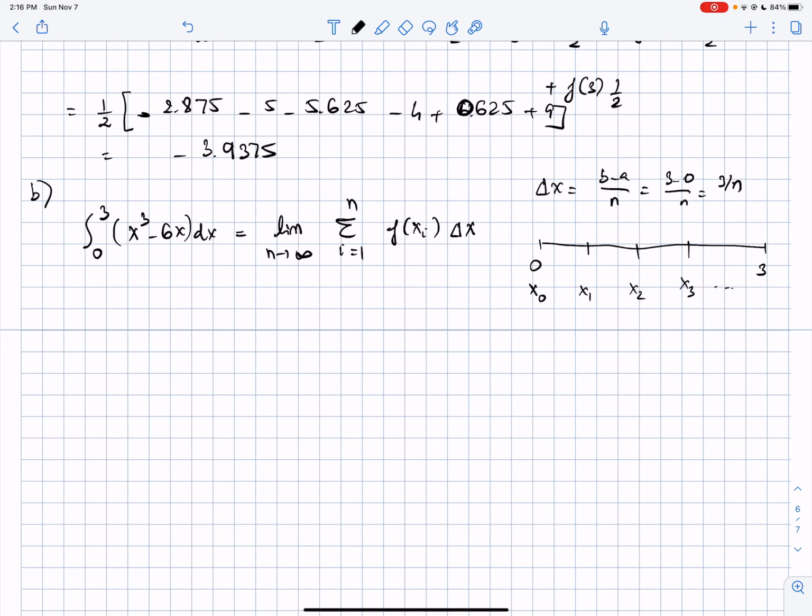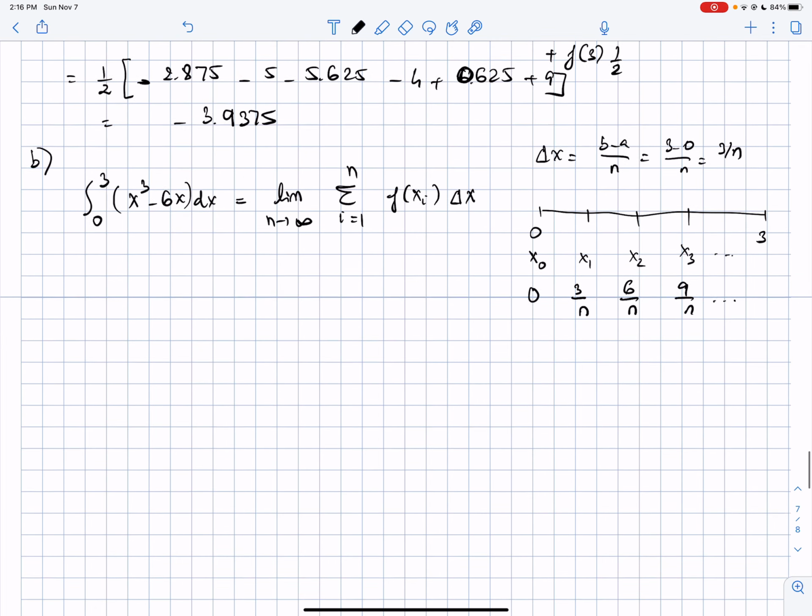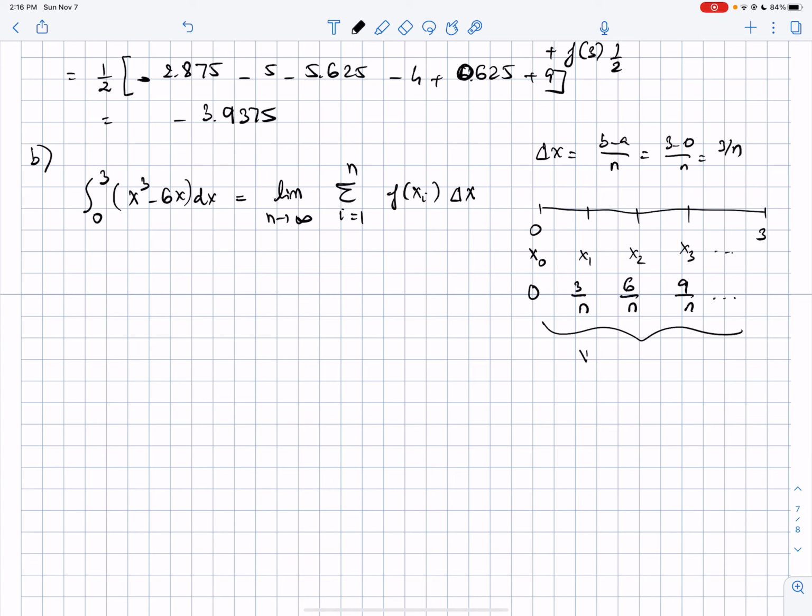So we have 0 for x0, then to get x1 we will add 3 over n, and we keep adding 3 over n, 6 over n, 9 over n, and so on. Okay, so in general the xi is 3i over n.